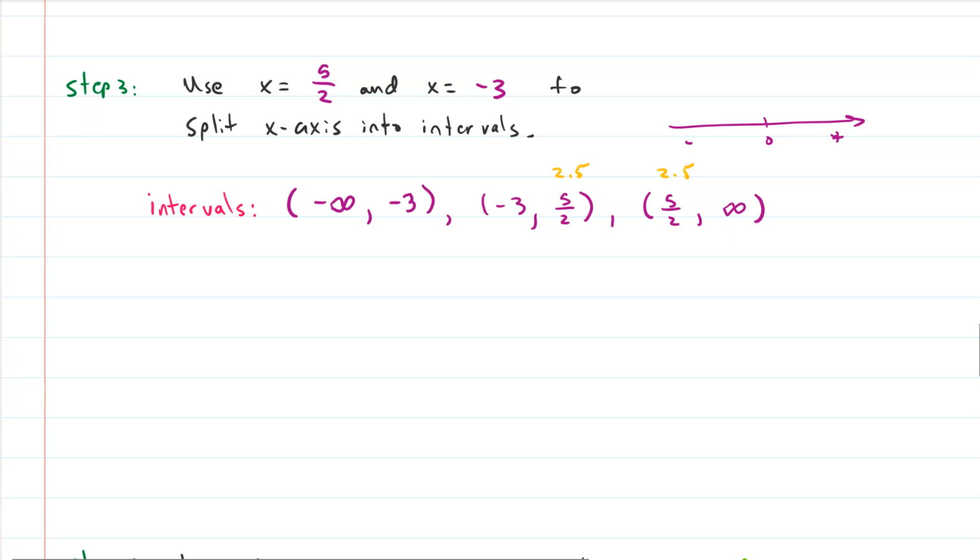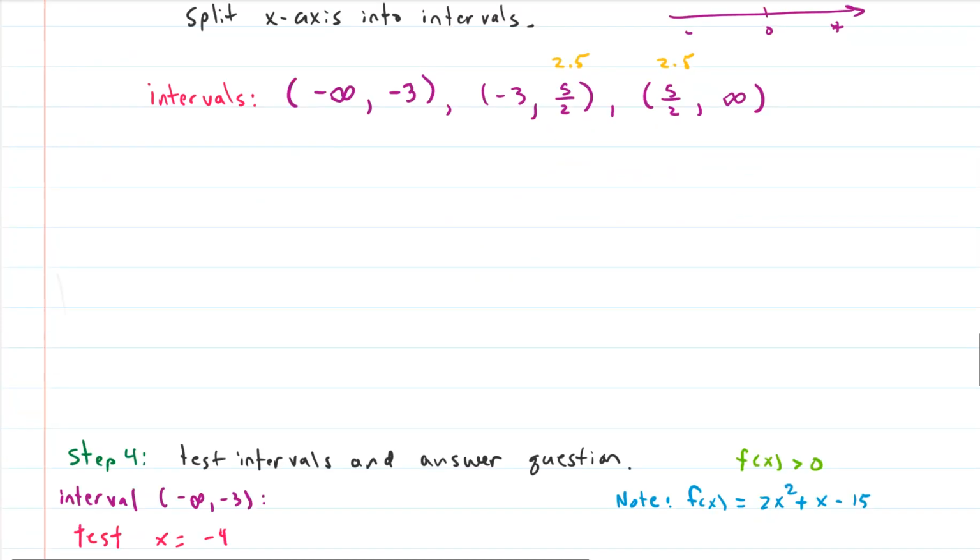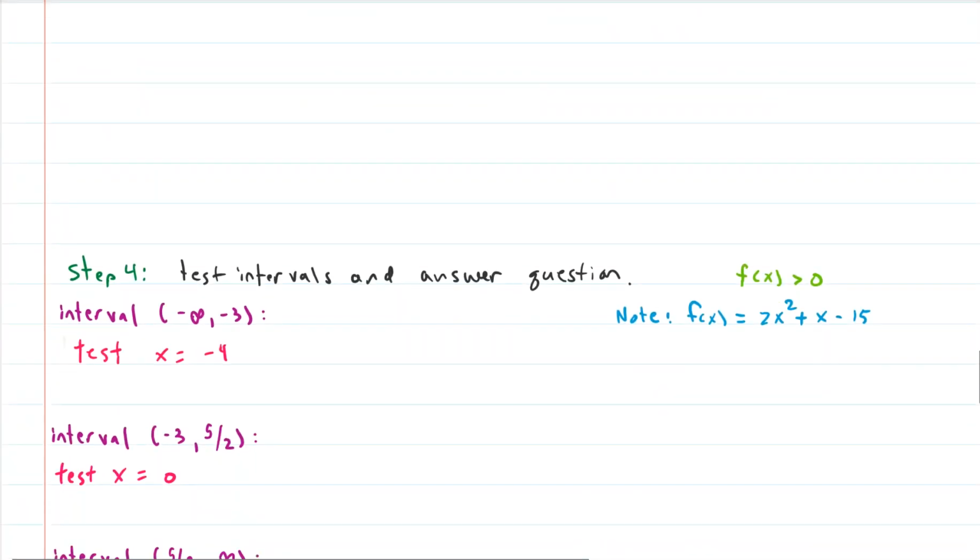And we know that if we graph this, the left section, negative infinity to negative 3, would either be all above the x-axis or all below the x-axis. And the same with the other two intervals. But we don't know if they're above or below. So we can just test. We could also graph, but we can also just test.